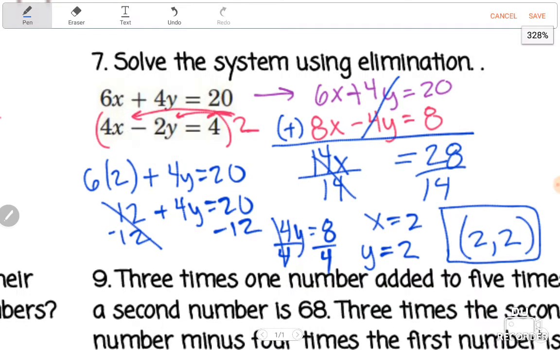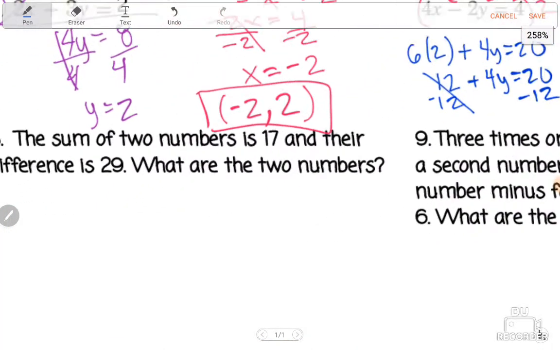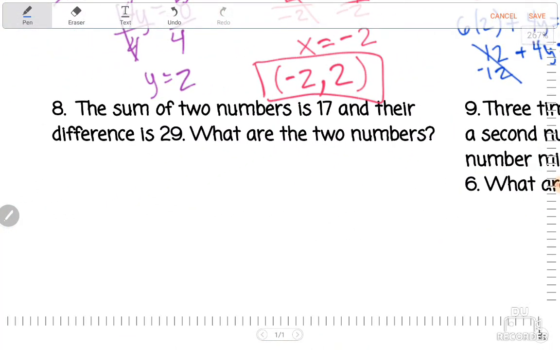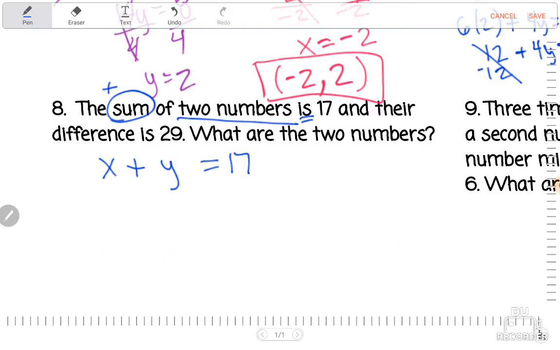Okay, moving on, looking at these word problems. The first one, the key is for you to be able to break this into the equation. So sum, we know that word means plus, so I'm thinking plus. The sum of two numbers, so I have two things, and they add to 17. The two numbers, I don't know what they are, so I can just give them variables. I could say x plus y.